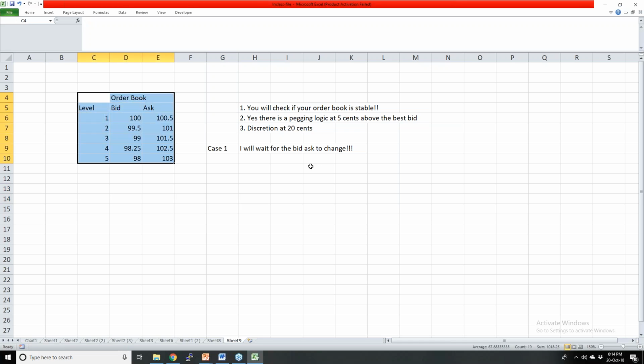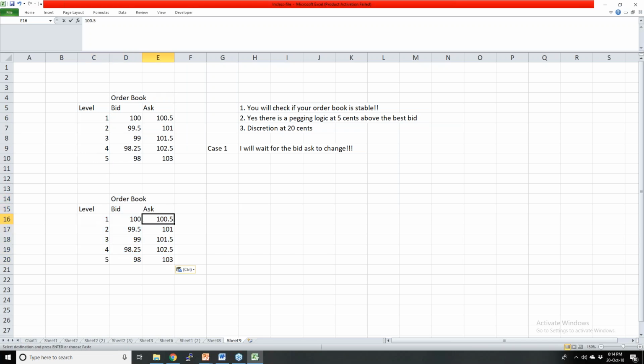If my order book was something like this, then I will check whether I already had placed a pegging order at 100, so that I need to modify and whatnot. Is this clear?